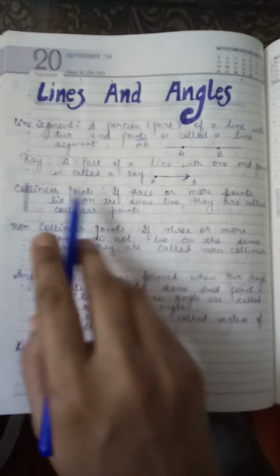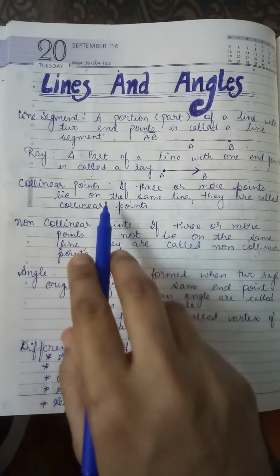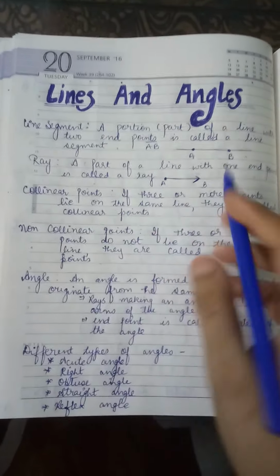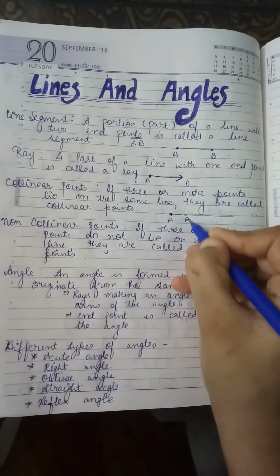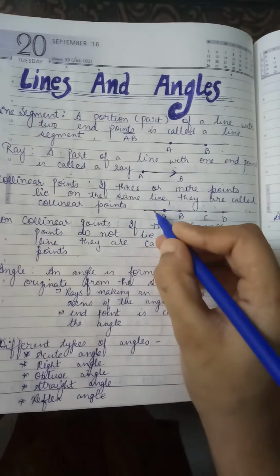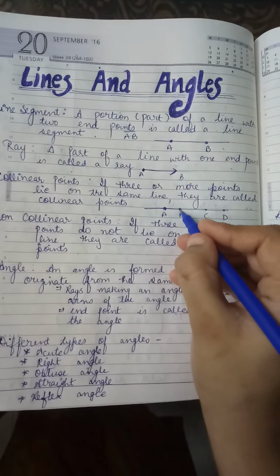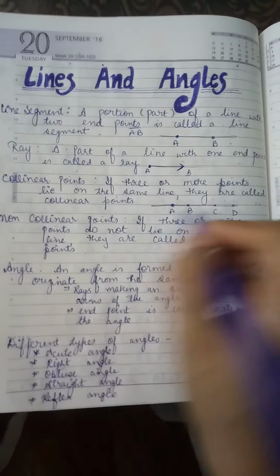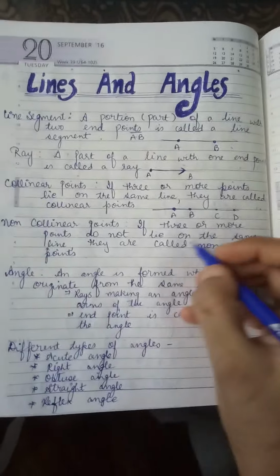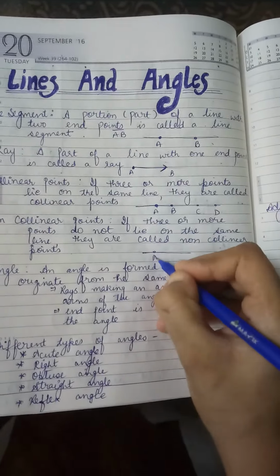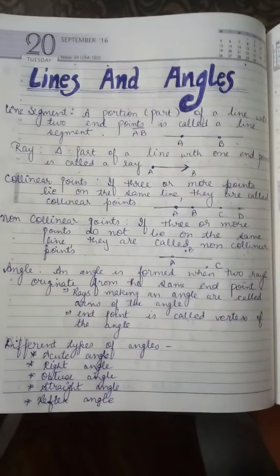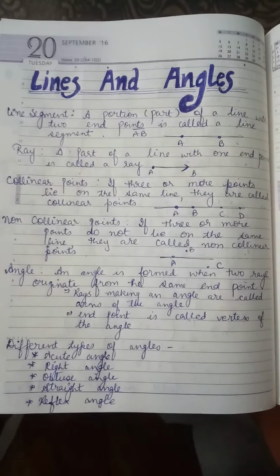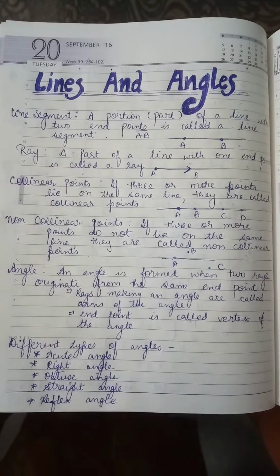Collinear points. If three or more points lie on the same line, they are called collinear points. Here it is a line with A, B, C, D. All these points are on the same line, therefore these are collinear points. And non-collinear points: if they do not lie on the same line, A is here, B is here, C is here, they do not lie on the same line, therefore they are non-collinear points.